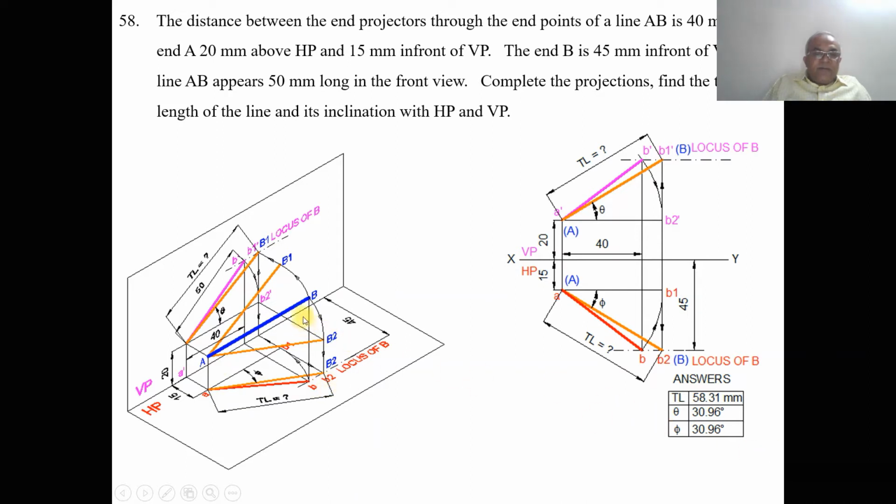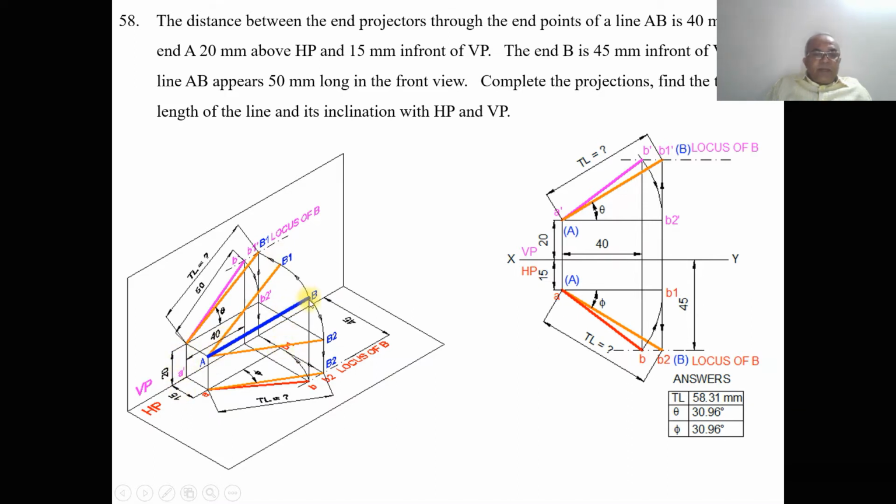When you project it from the front view, you are going to get small a dash b dash. Now we need to find out the true length. As we want to find out the true length in the vertical plane, first with A as center, taking the radius of AB, which is the capital AB, you rotate it such that both capital A and B1 are in front of VP by 15 mm.